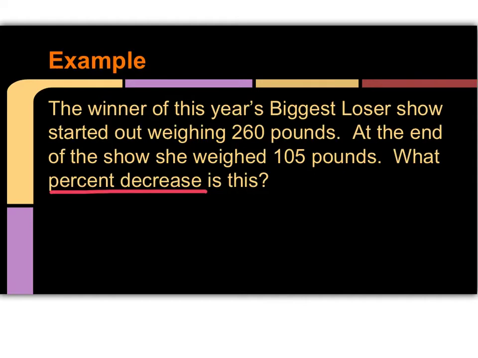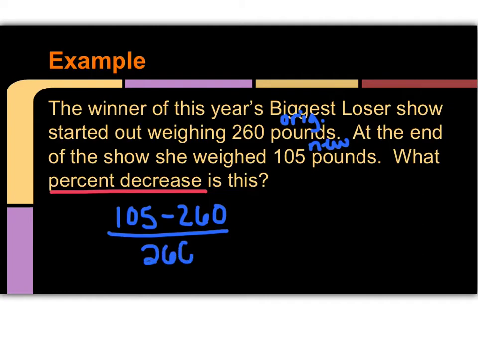So we take the new weight, which was 105 pounds, and subtract it from the original, which was 260 pounds. And then we're going to divide that again by what? The original. It might help you to say in the problem, this was her original and this is her new weight. And that will help you when you're doing the problem. So we're going to divide by the original.